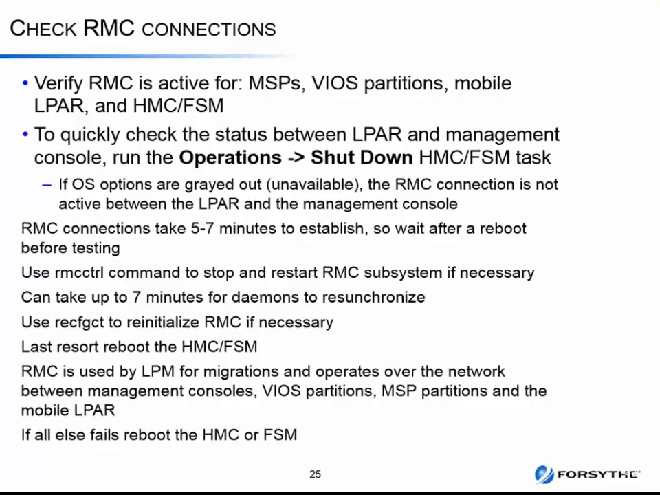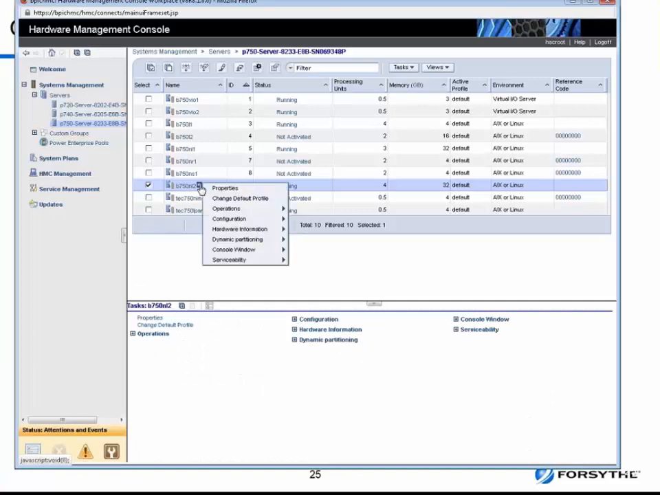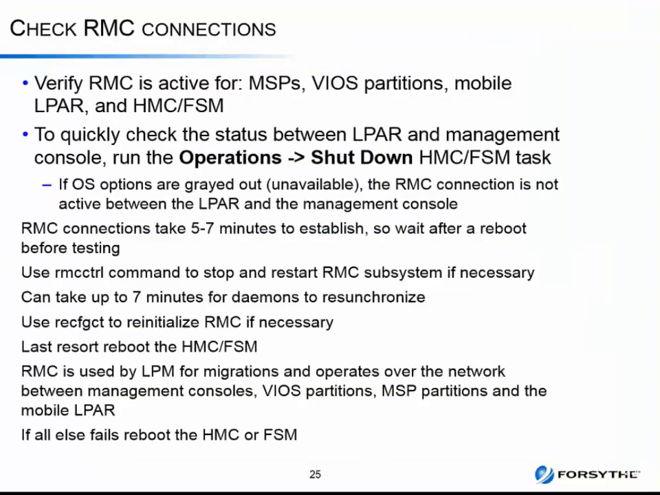So if I was going to do that, what I'm really looking for, and I'm just going to bring my HMC over here, is when I go to operations, is shutdown grayed out? Are any of these grayed out? If they're not grayed out, then my RMC is working. So clearly it's working, which is good. If you do have to shut down and bring up RMC, it can take 5 or 6 minutes for it to re-establish all its connections. So if you've just rebooted an LPAR, you've got to give it 5 or 6 minutes to really re-establish its RMC before you test.